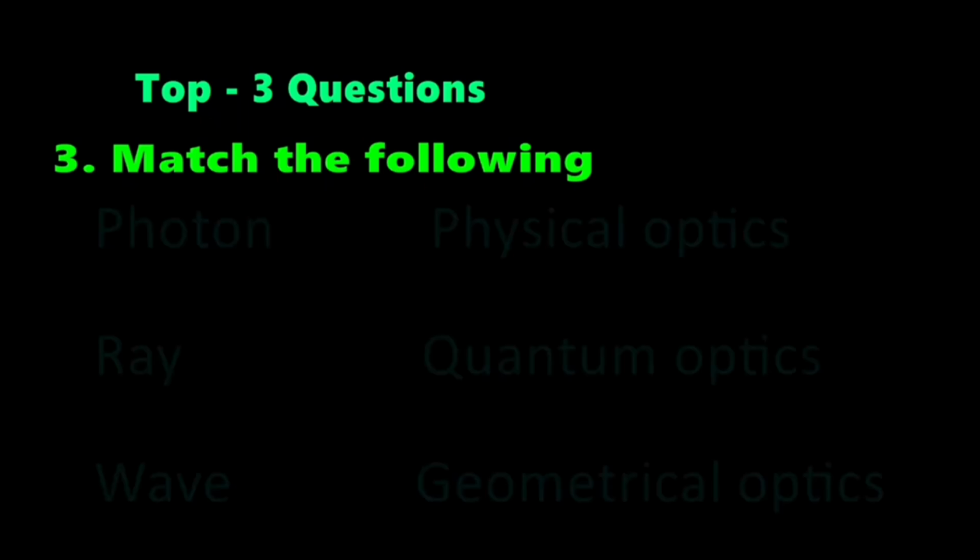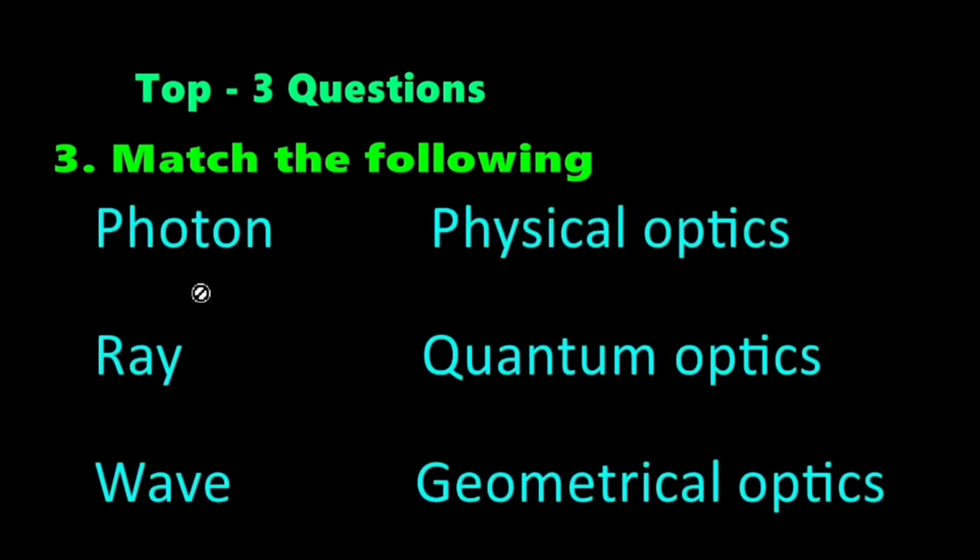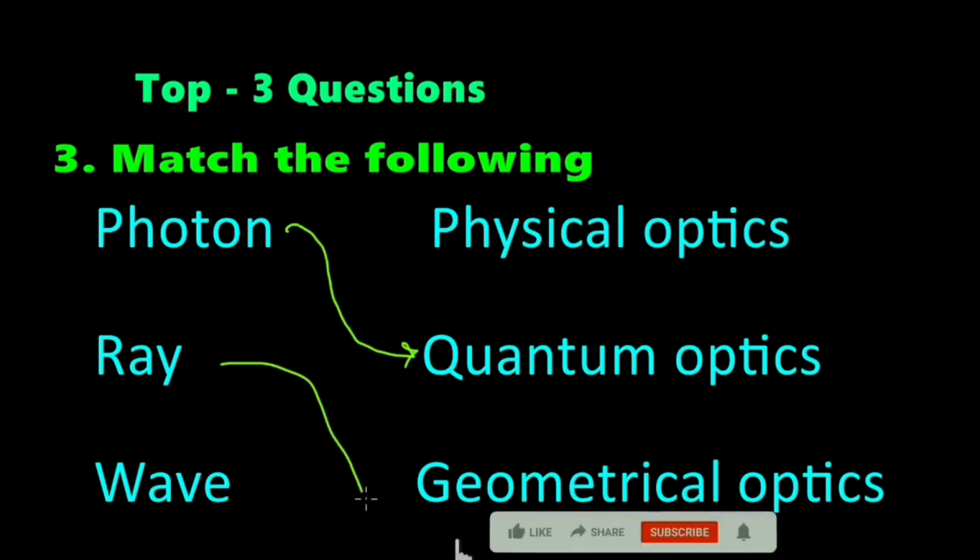Next question, match the following. Here they have given for the photon physical optics, for the ray quantum optics, wave geometrical optics. Correct order we require. For photon it is quantum optics, for the ray it is geometrical optics, for the wave it is also called physical optics.